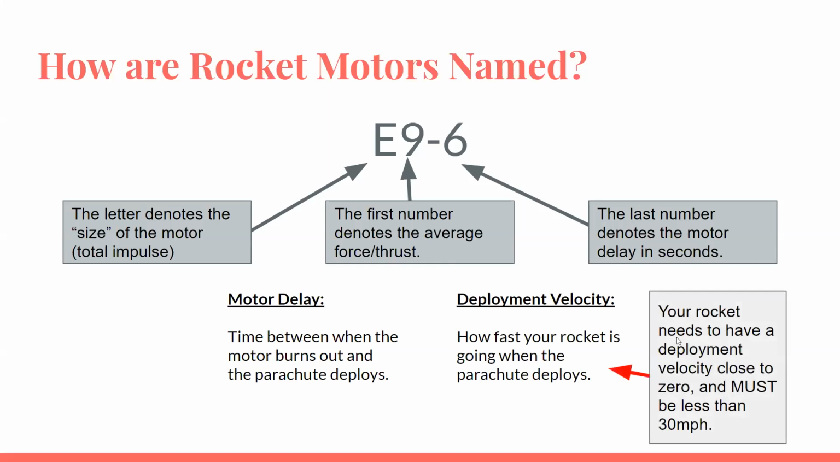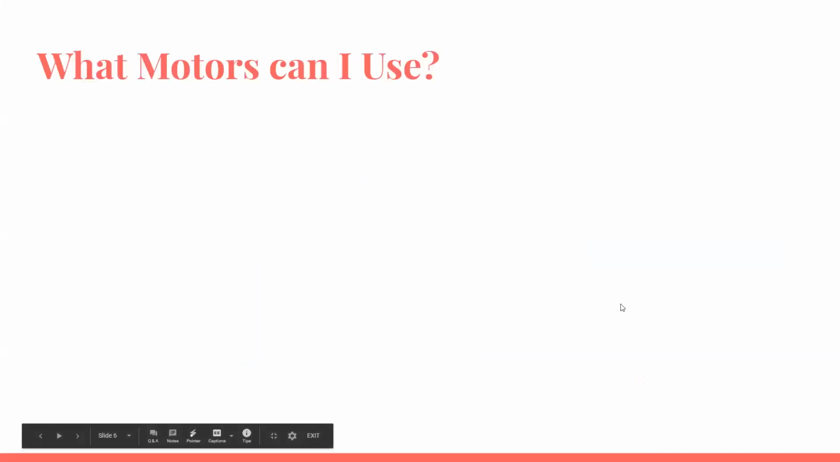So ideally, your deployment velocity should be as close to 0 as possible. That means your rocket just stopped climbing, and just as it stops climbing, the parachute comes out. But that's not always going to work, and you'll see why. But that's why you're aiming to keep it less than 30 miles per hour. That's pretty much a requirement, or else you're risking the parachute getting stuck and not coming out properly.